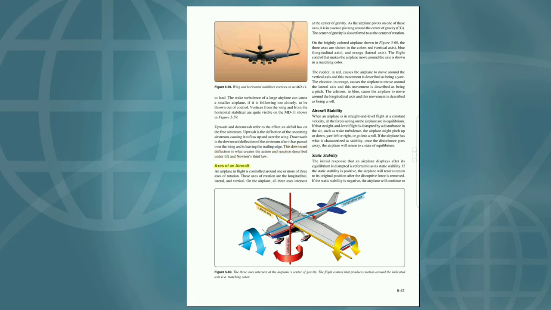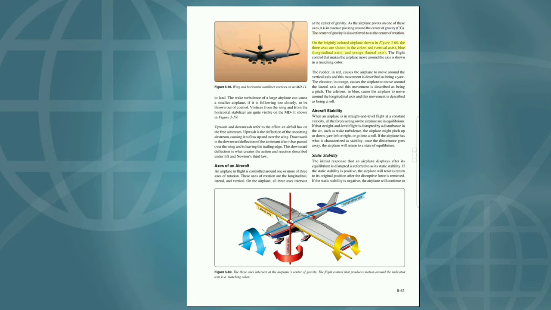Axes of an aircraft. An airplane in flight is controlled around one or more of three axes of rotation. These axes of rotation are the longitudinal, lateral, and vertical. On the airplane, all three axes intersect at the center of gravity. As the airplane pivots on one of these axes, it is in essence pivoting around the center of gravity, CG. The center of gravity is also referred to as the center of rotation.